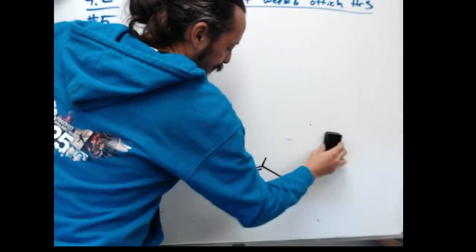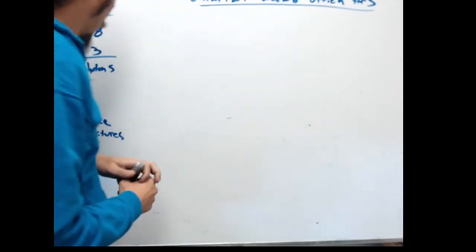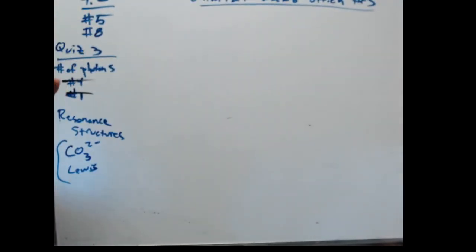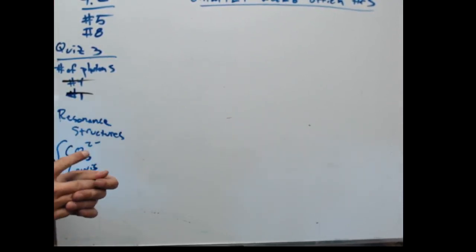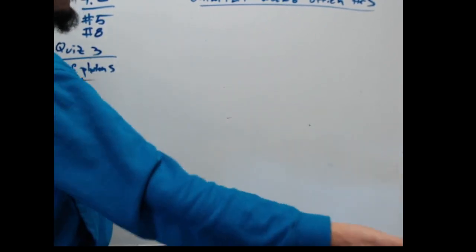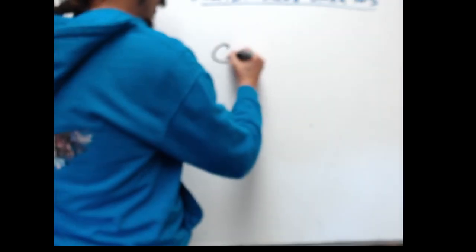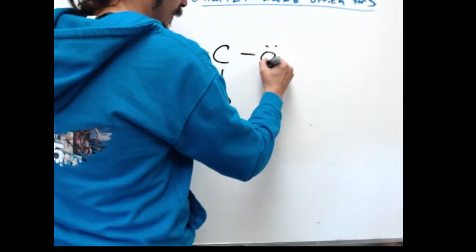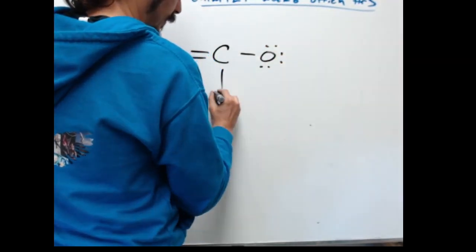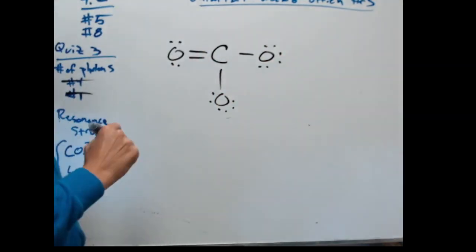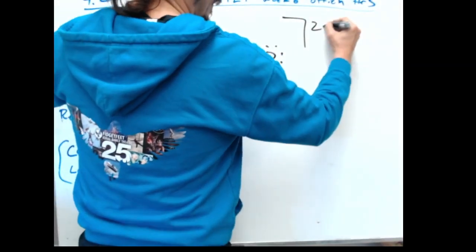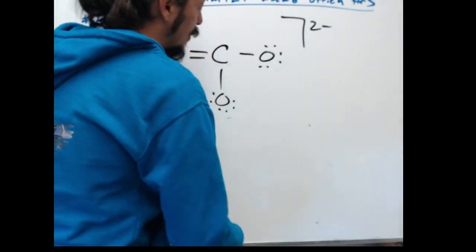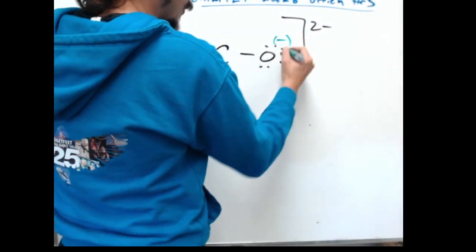So, resonance structures and CO3 2-. Let's draw the Lewis structure for CO3 2- first, and then we can look at what's up with resonance structures and CO3 2-. I've done this a couple times, so I can just kind of do it like this. Here's my 2-.